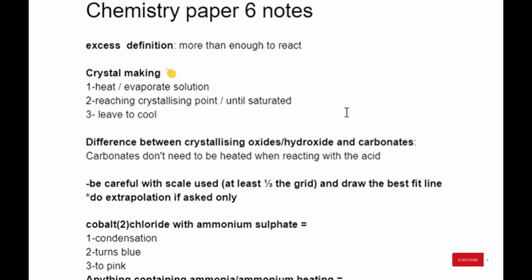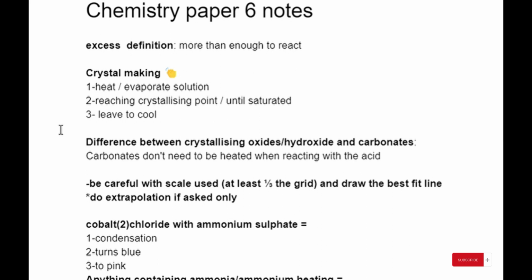So I'm going to start with the definition of excess. When they tell you that a substance is in excess, they mean that there is more than enough to react. Okay, so there would be a precipitate at the base of a test tube.